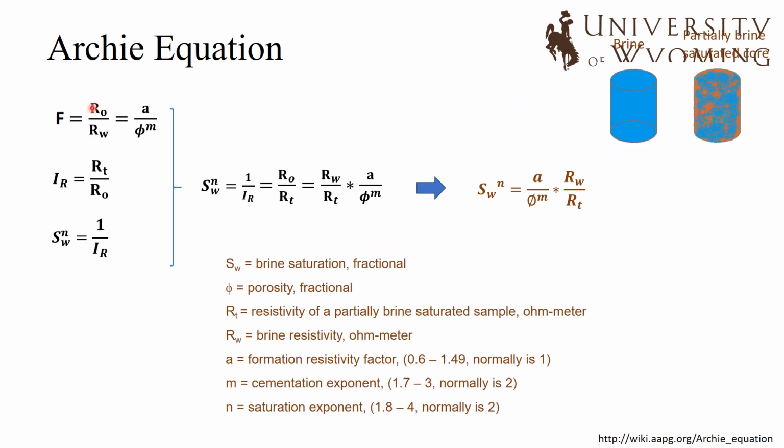So once we use all the relationships and put them together, we can get to this form of the Archie equation, which is a divided by phi to the power m multiplied by the resistivity of water divided by the resistivity of the rock that's partially saturated with brine.